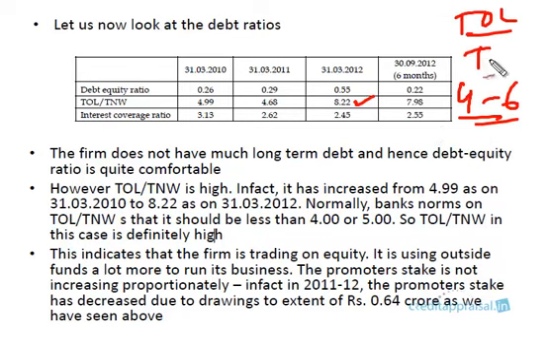TOL by TNW: the borrower has drawn some of his capital last year, so the net worth is coming down, right? And compared to net worth, the TOL is more. Last year it was 4.68. Now it has shot up to 8.22. So even this is not acceptable. So current ratio and TOL by TNW, both very important ratios, are not as per the bank norms in this example, in this company.